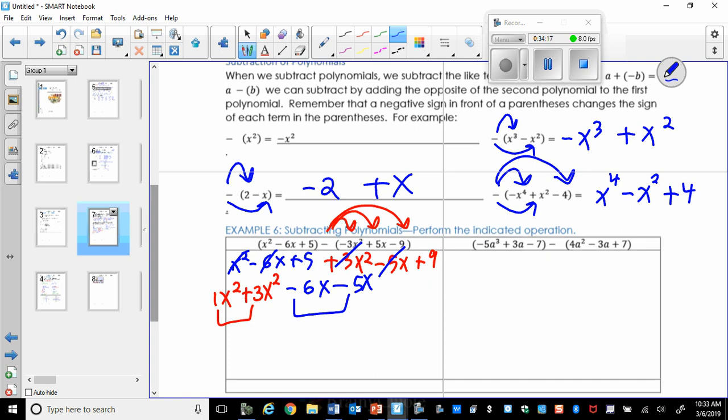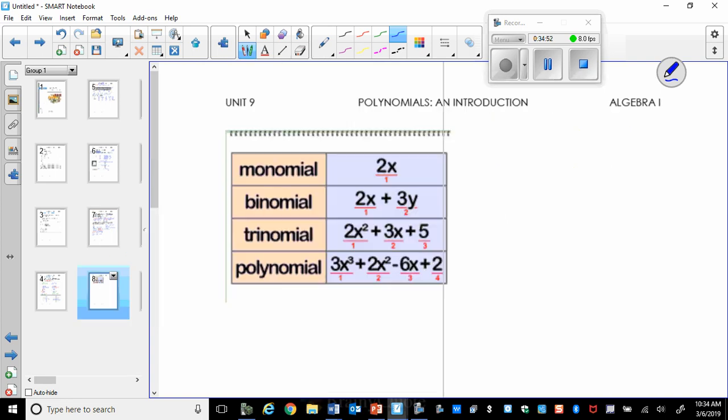Nothing I do is to make your life miserable. It's to make your life easier as you move forward in math. My last 2 terms. Positive 5 plus positive 9. Let's go ahead and do it. 1 plus 3 is 4x squared. Negative 6 minus 5 is negative 11x. 5 plus 9, 14. I think that we're pretty much done.